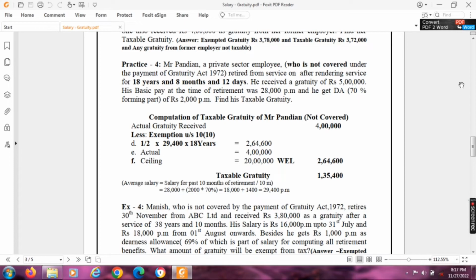So half into 29,400 into completed years of service, only 18 years because he is not covered, amounted to 2,64,600. Or actual 4 lakh, or ceiling 20 lakh. Out of these three, whichever is least, 2,64,600 was exempted from the actual receipt of 4 lakh. So balance 1,35,400 was taxable in the hands of Mr. Pandian. In the same pattern, the listeners can practice exercise 4.